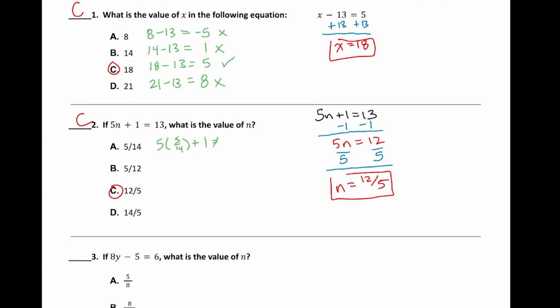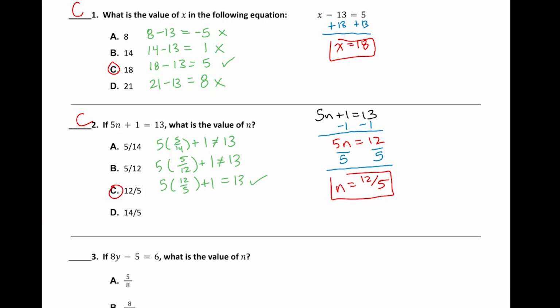So I'm just going to say this can't equal 13. And I'll do the same thing for each one of these. So 5 times 5/12, so it's going to be 25/12. Again, that's going to be a fraction, so there's no way that's going to equal 13 either. Now 5 times 12 over 5, that is going to equal 12, and 12 plus 1 does equal 13.